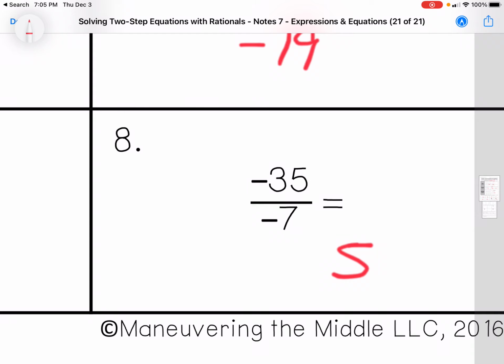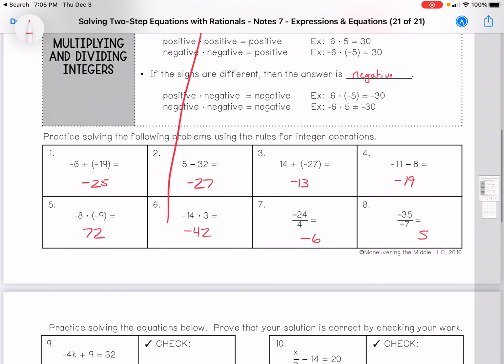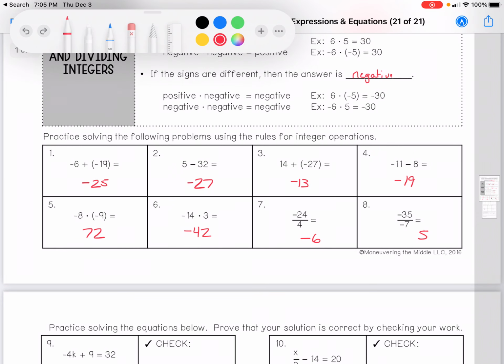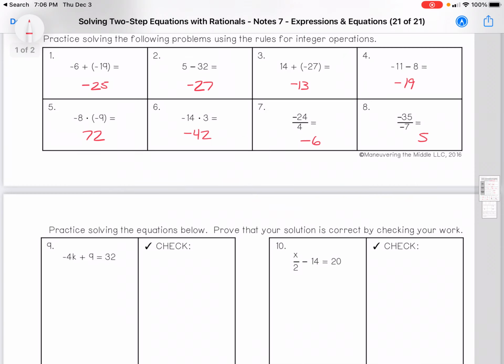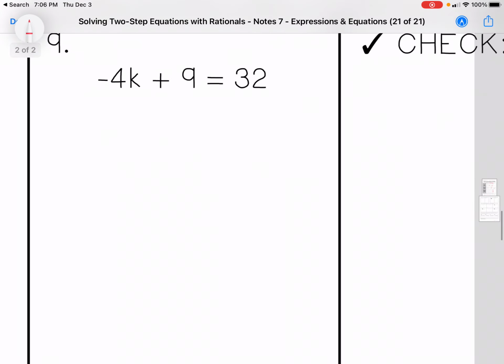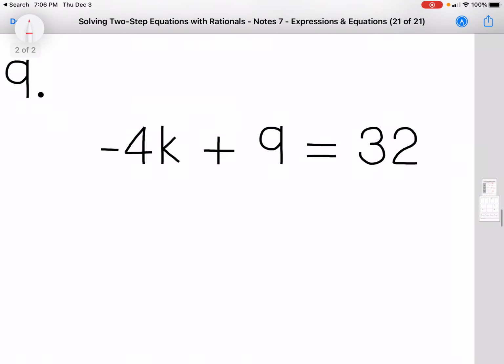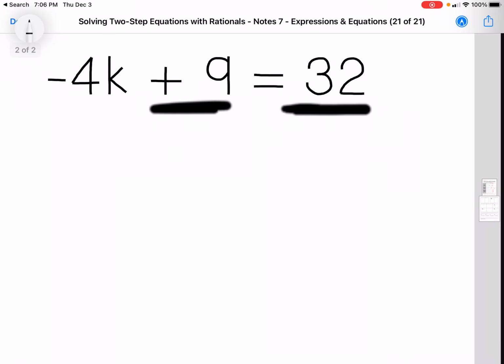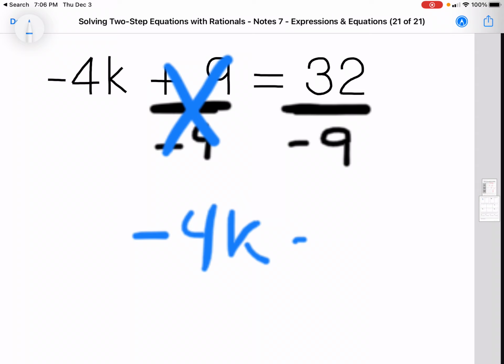Now, let's flip over and go to the back. More two-step equations. Whoops, didn't mean to do that. All right. Exactly what we've been doing, the same exact thing. All right, so let me zoom in. Like terms. There you go. What is the opposite? We're going to subtract 9. Those cancel. I'm left with -4k equals 23.